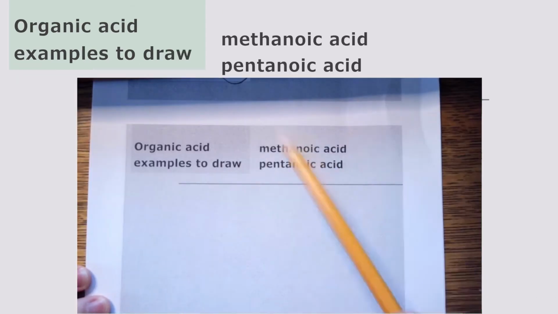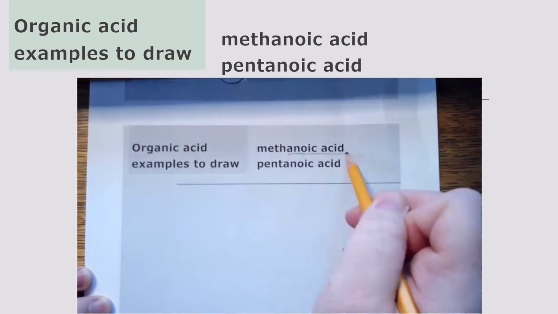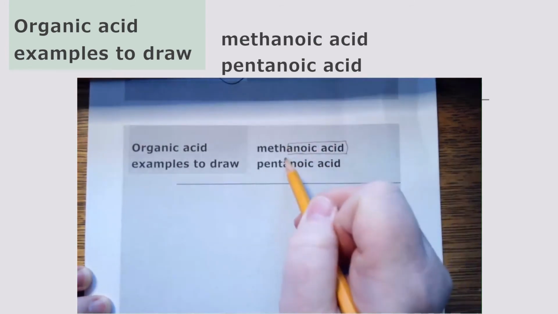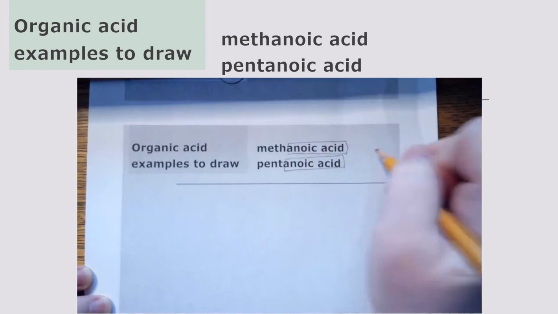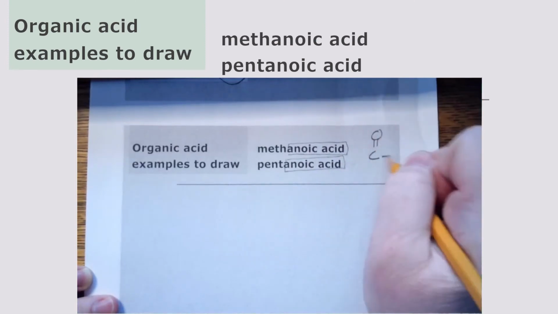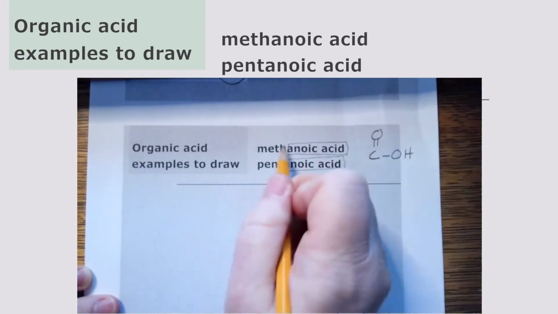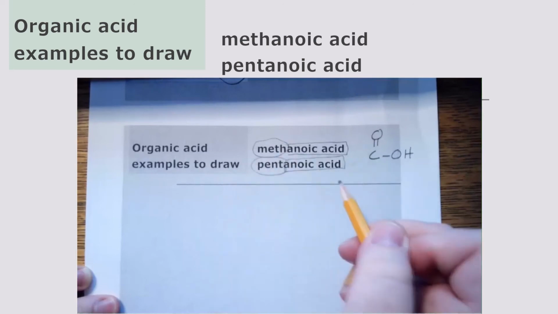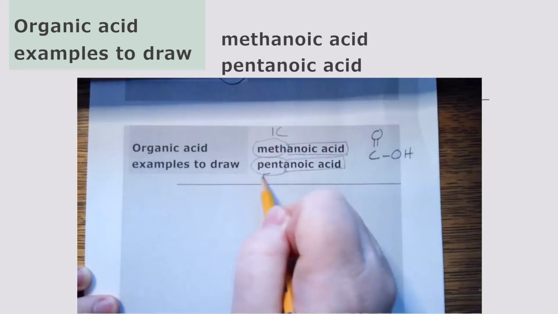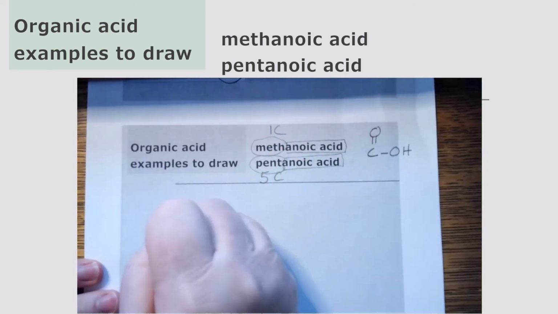All right, now we're going to draw some. How do I know it's an organic acid? Anoic acid. What does anoic acid tell me? That at the end, I'm going to see this. This tells me how many carbons are in the chain. 1 C, 5 C's. So let's draw methanoic acid.